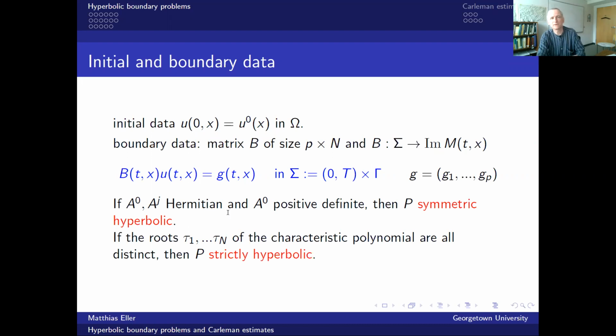But before, I will define what I mean by symmetric hyperbolic: when all coefficient matrices in the principal part are Hermitian or real symmetric, and when the matrix in front of the time derivative is positive definite, then the operator is called symmetric hyperbolic. If all the roots of the characteristic polynomial, which I know to be real, are distinct, as long as the xi is not zero, of course, then I call the system strictly hyperbolic.